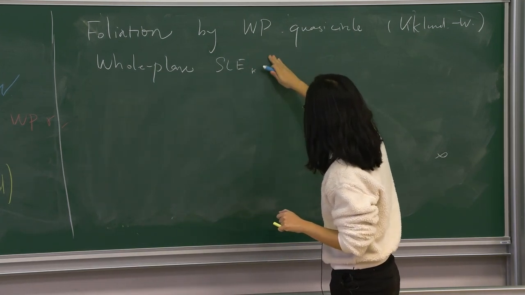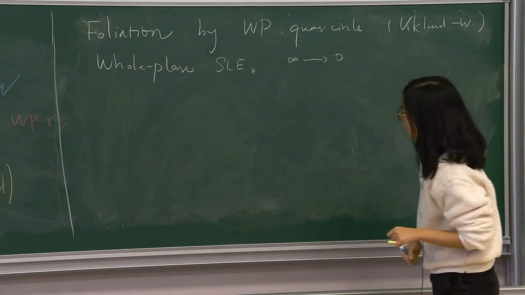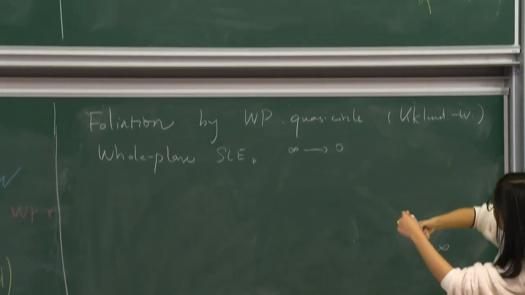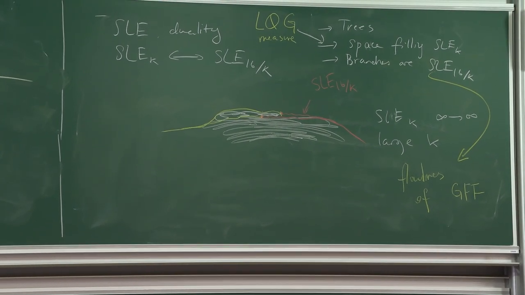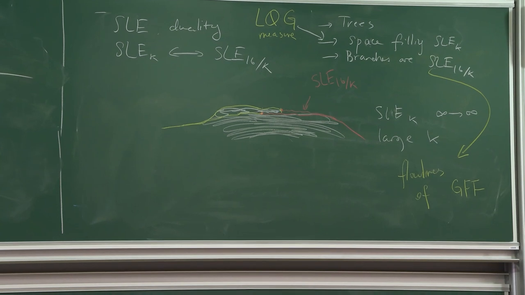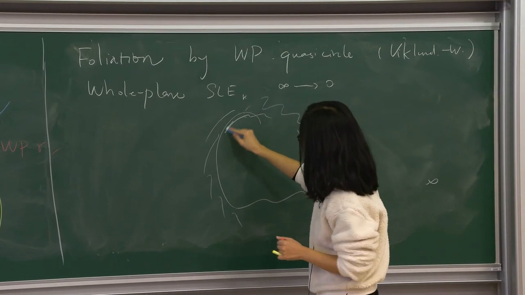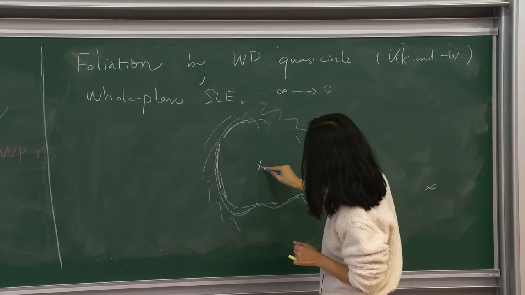It's inside the sphere and going from infinity to zero, whereas in the previous word, it's going from infinity to infinity. But this one, we are looking at one from infinity to zero. Roughly speaking, you have a space-filling curve which comes from infinity, so everything else is filled, and it keeps growing towards zero.